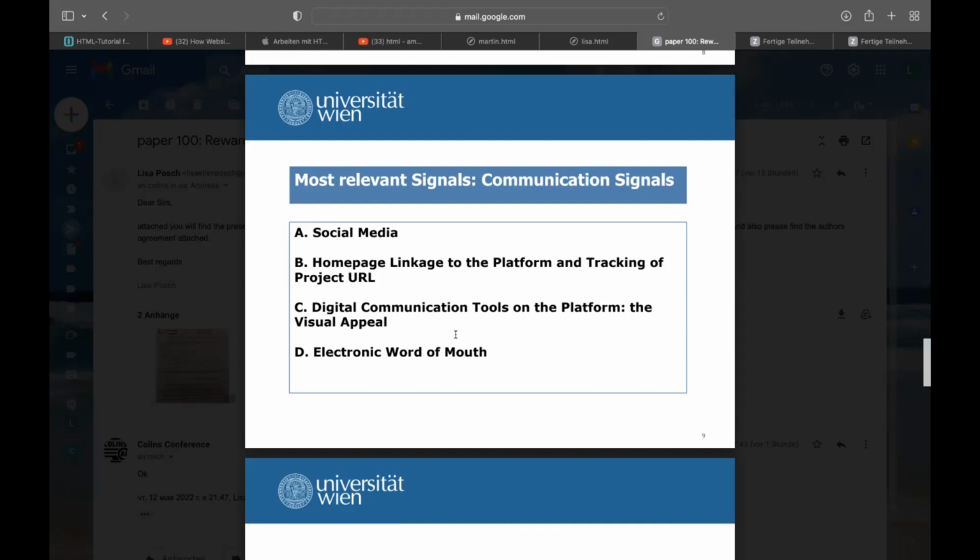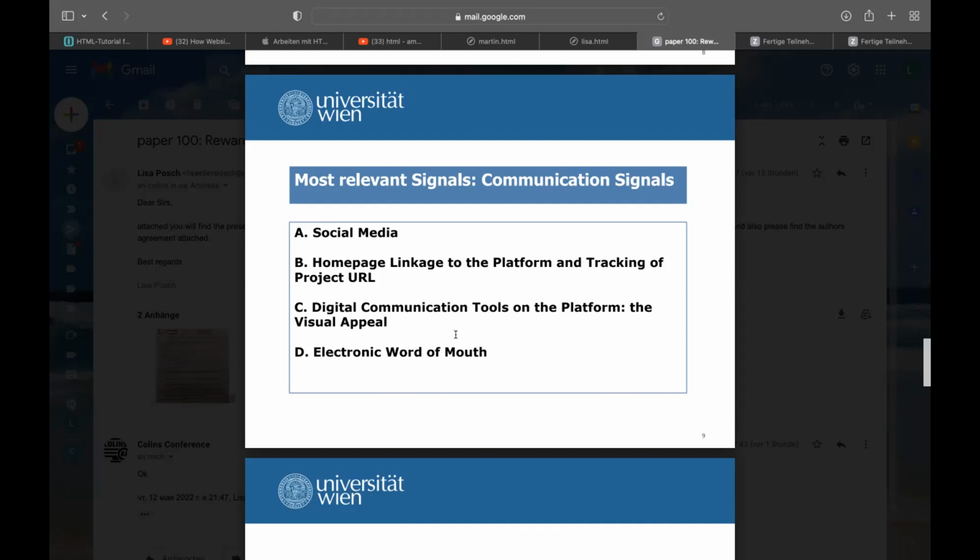For the homepage linkage, it can be assumed that an external website also works as a signal, as it demonstrates that the entrepreneur is not only interested in a single campaign, but in starting a whole business. As a consequence, having an external website is assumed to be a positive signal, which initiates a higher chance of campaign success.